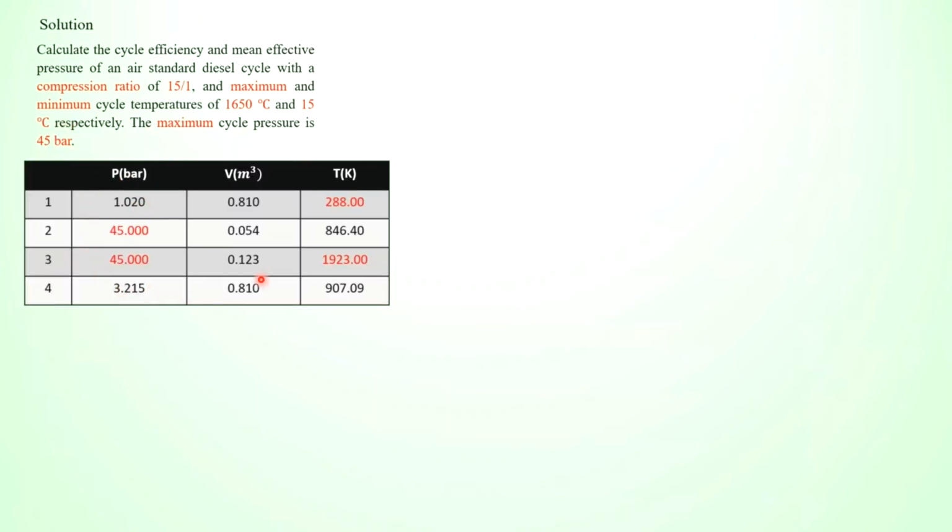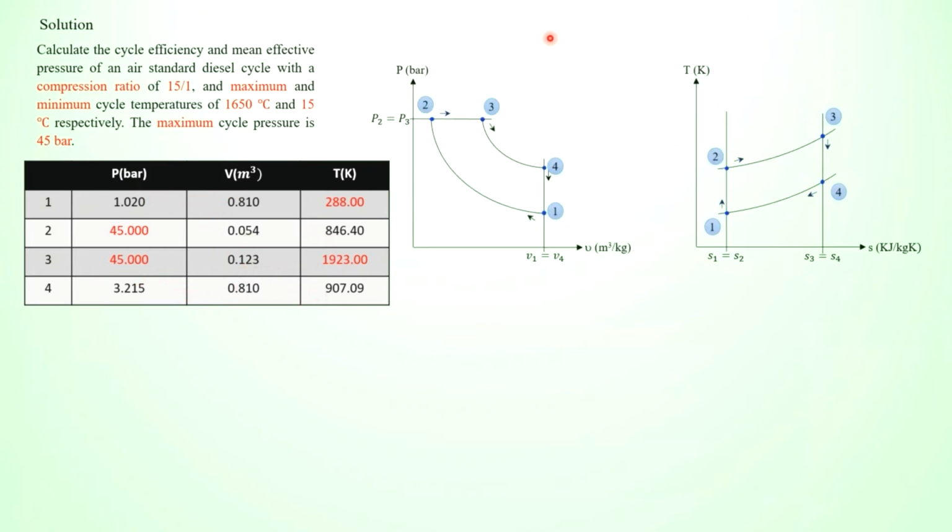So this is the table which I have prepared, and I have put in red those given in the question. The data that is given in the question, I mark in red. Those in black, we have to find out one by one. And this will be the cycle.